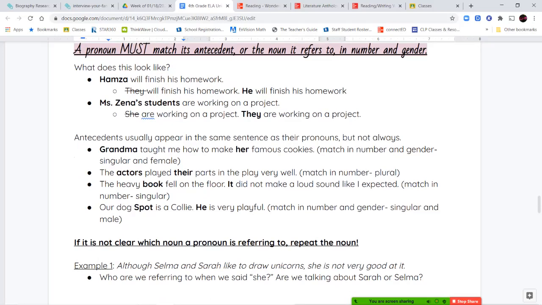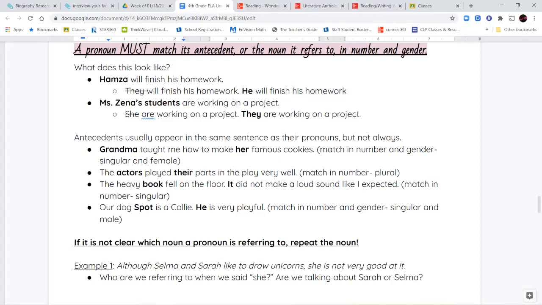And next, my next example sentence says, our dog Spot is a collie. He is very playful. So again, two sentences. The antecedent is in the first sentence. The pronoun is in the second sentence. It has to match in number and in gender. Spot is my one boy dog, so I use the pronoun "he."